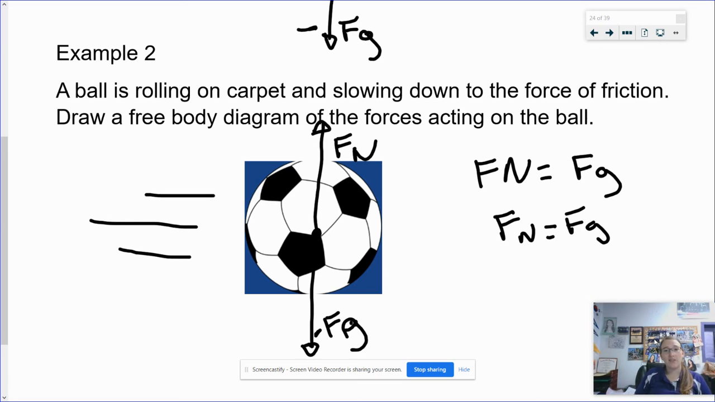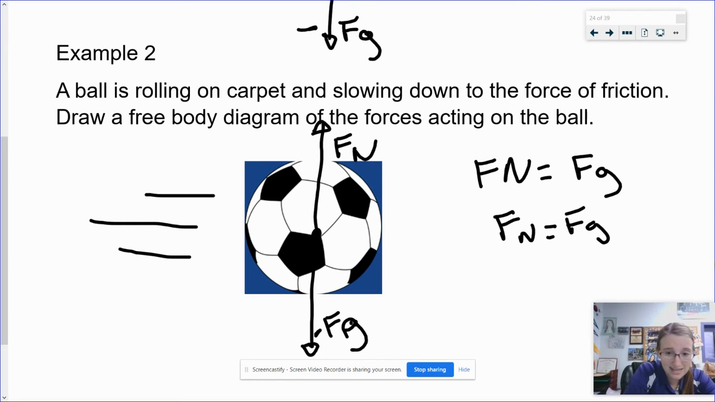Now we do have another force though, because it is slowing down due to the force of friction. So if it's rolling along the carpet this way, it's going this way, right? Think about which way friction is acting on this ball. Is it pushing the ball forward or is it pulling the ball backwards and slowing it down? So take a second to think which, it's going to be either off this way or off this way. Which way do you think the force of friction is acting on this ball?